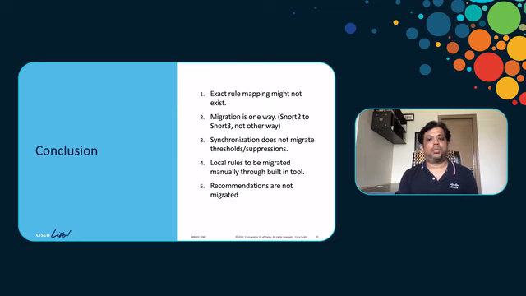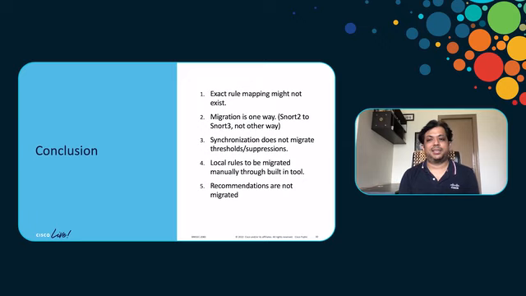We did cover what are the factors that we need to take into consideration. A single Snort2 policy might be split into two, or multiple Snort2 policies might be aggregated into a single Snort3 policy. Migration is one way, meaning the policies are migrated from Snort2 to Snort3 and not the other way around. So we'll have to take into consideration that when we migrate, FMC, which is running a version lower than 7.0, the UI allows you to have only Snort2 policies. Hence, the migration is from Snort2 to Snort3.